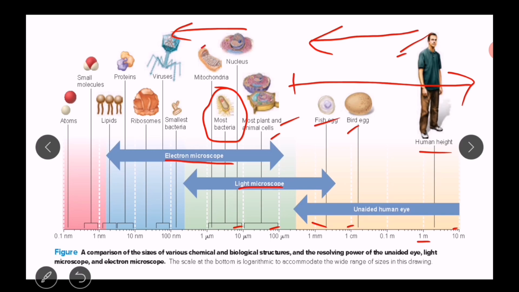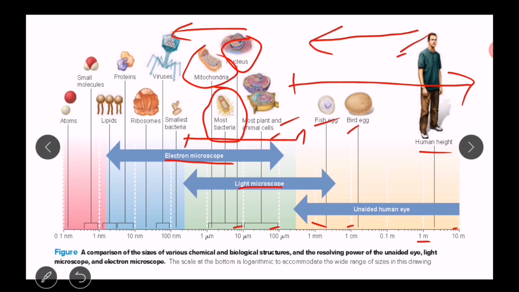Here you can see mitochondria and nucleus. They also lie between 1 micrometer and 10 micrometer. What are these? These mitochondria and nucleus, they are parts of a cell. They are much more smaller than the cell. Since they are parts of the cell, they are called organelles of the cell. Now you see here, from here to here, if you want to see, you require a device. The device is light microscope.